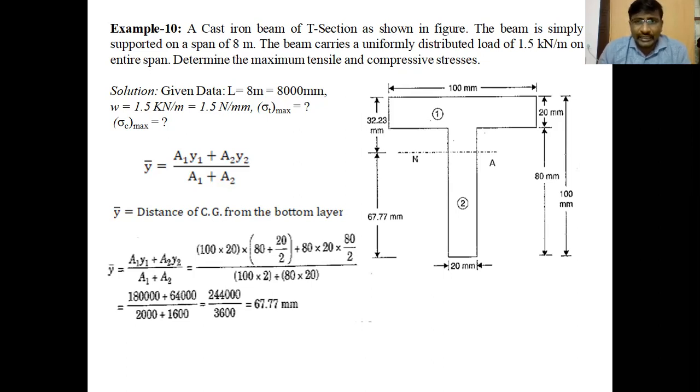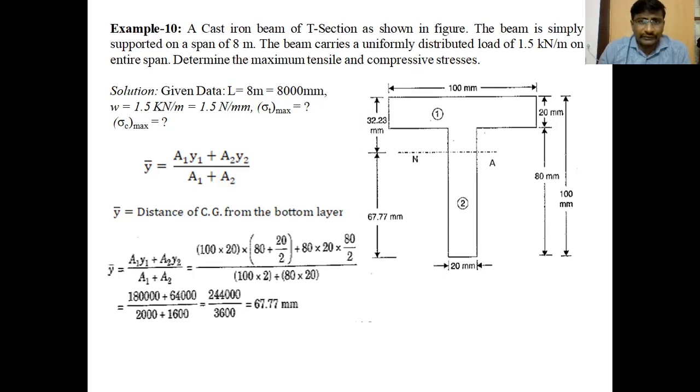Observe this T section having one flange and one web. The flange has a length of 100 mm and a thickness of 20 mm. The vertical part of the T section is called the web, and the horizontal part of the T section is the flange. The web has dimensions of 80 mm length and 20 mm thickness. The overall height of the T section is 100 mm.